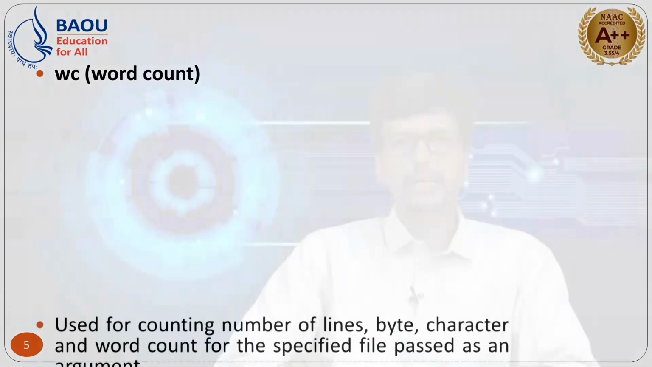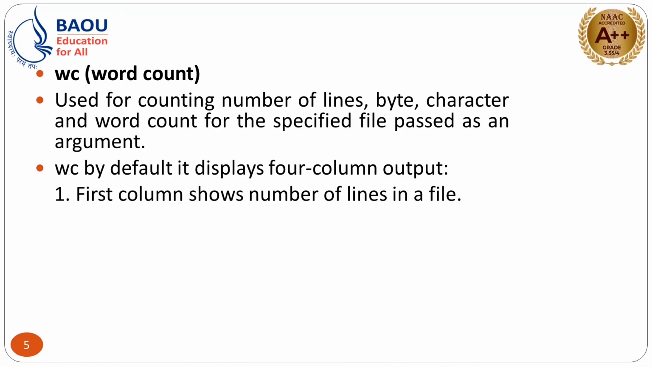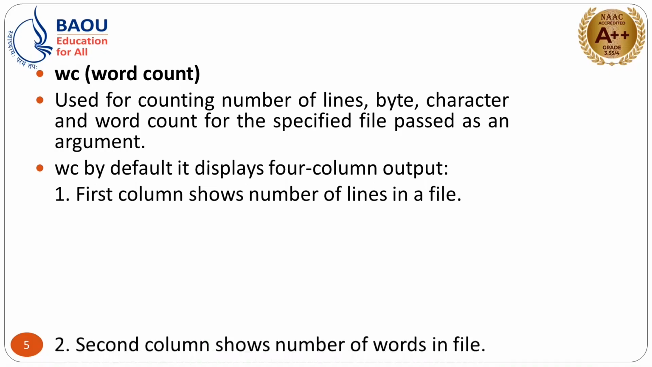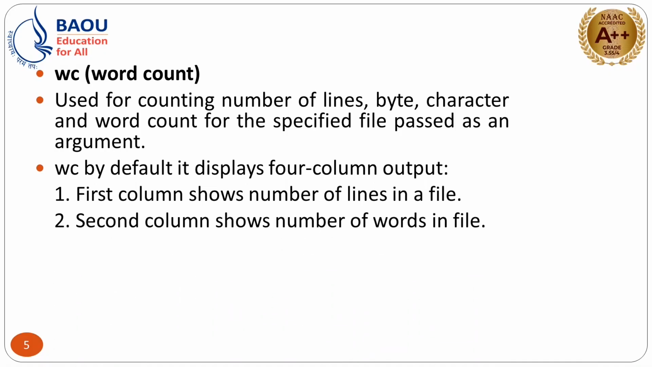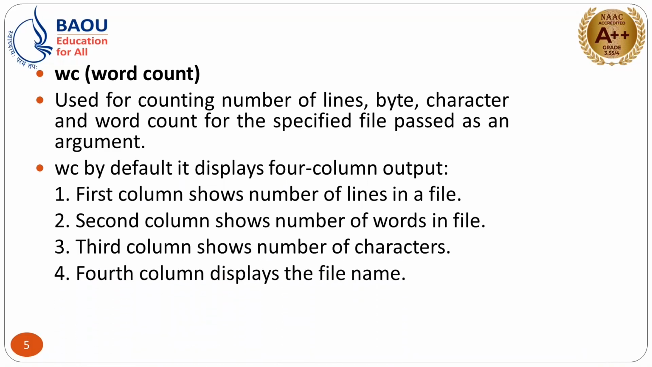Now suppose you have created any file and you are requiring to know how many lines are there, how many words are there, how many characters are there in that particular file. In that case you are using this wc command. So generally whenever you are executing this command, you can get the output in 4 columns. The first column will display the total number of lines in a file. The second column will display the total number of words in a file, the third column will display the total number of characters in the file, and the fourth column will display the file name.